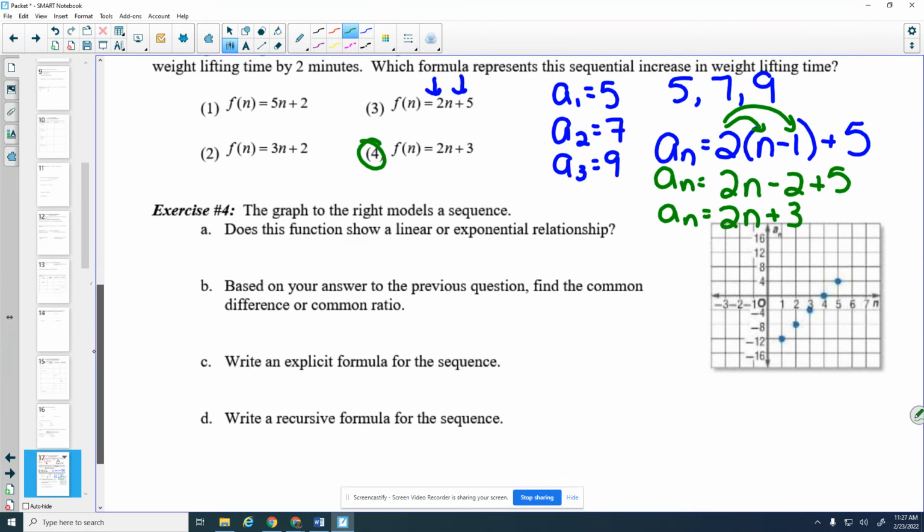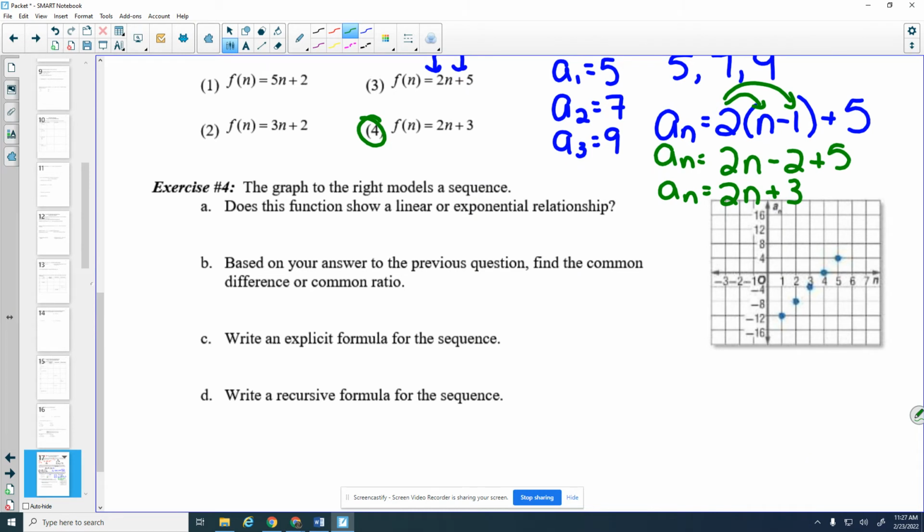So the next one, we have a graph of a sequence. It says the graph to the right models a sequence. Does this function show a linear or exponential relationship? So it's not connected like a continuous function, but we can see we could draw a straight line through there. So we'll say linear.